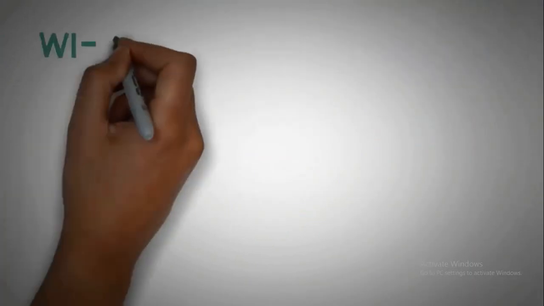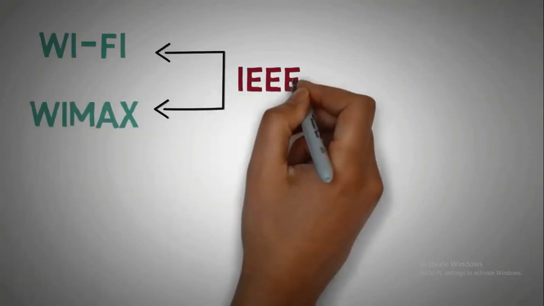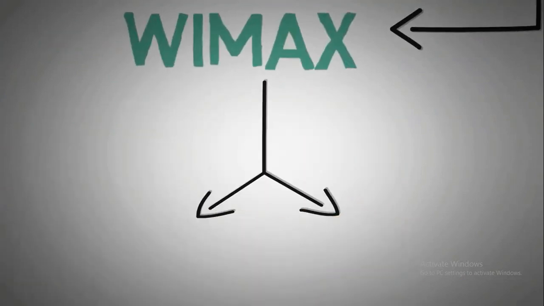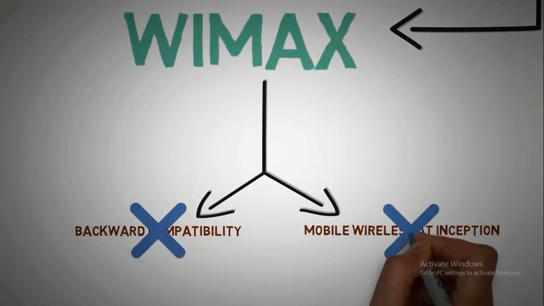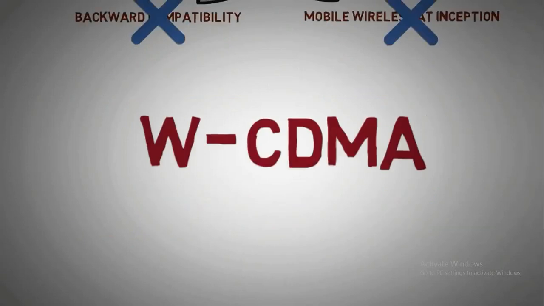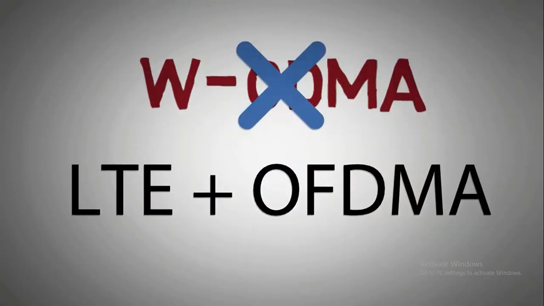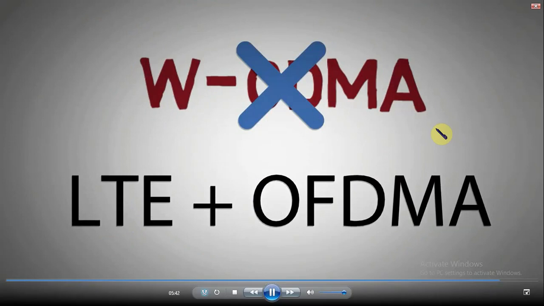It was first introduced in Wi-Fi, and subsequently in WiMAX, by IEEE, but as WiMAX lacked backward compatibility and support for mobile wireless at its inception, operators remained stuck with WCDMA. This changed with the introduction of LTE, which brought OFDMA to the forefront of today's mobile networks.